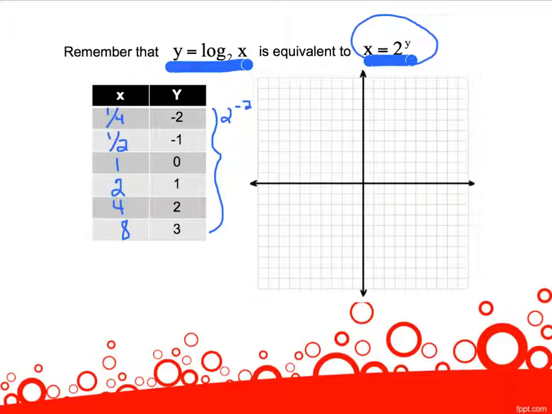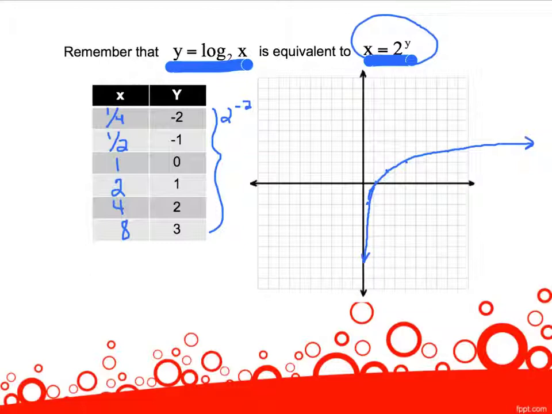So now if we plot those points, we have 1/4, negative 2. So that's going to put me right here close to the y-axis. I have 1/2, negative 1; 1, 0; 2, 1; 4, 2; and then 8, 3. So we can see that our graph is increasing, but it's doing it very slowly. But as we get closer and closer to the y-axis, our graph gets steeper.